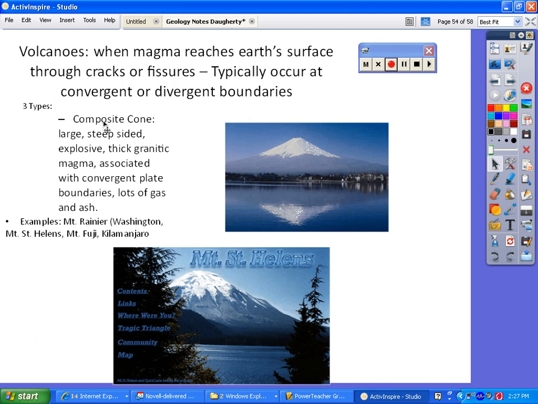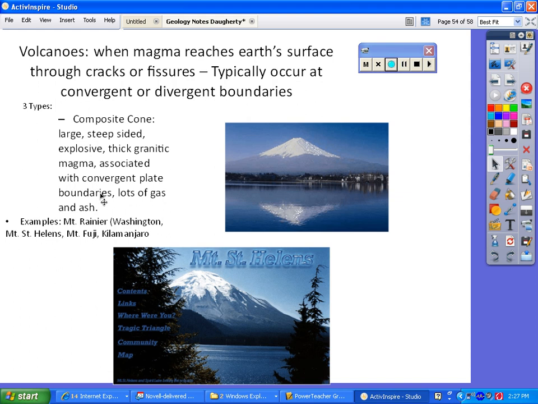Three different types of volcanoes. The big one, most popular, the prettiest ones, are these composite cones. They're huge. As it says, they're large, steep-sided, and very explosive. They have very thick magma that comes up. They're mostly associated with these convergent plate boundaries we just talked about, probably oceanic to continental. They have lots of gas, lots of ash, so they're very, very powerful volcanoes.